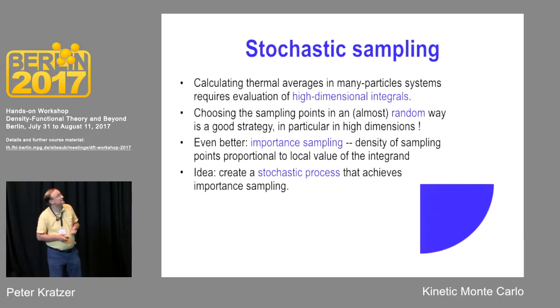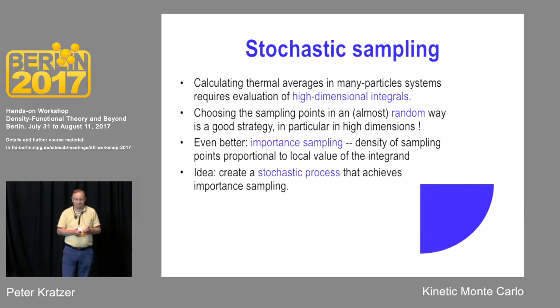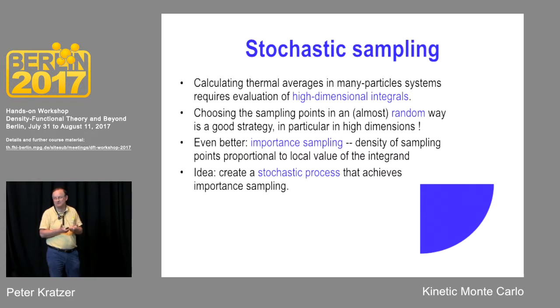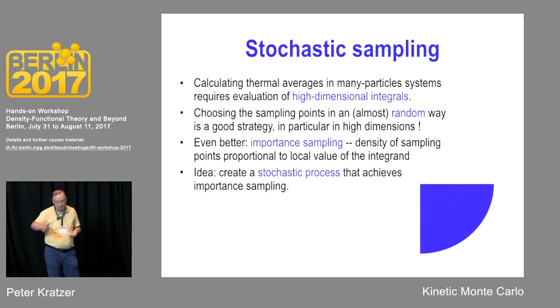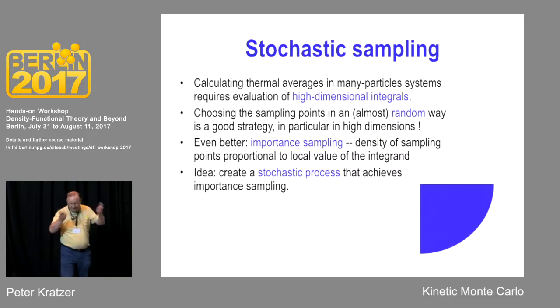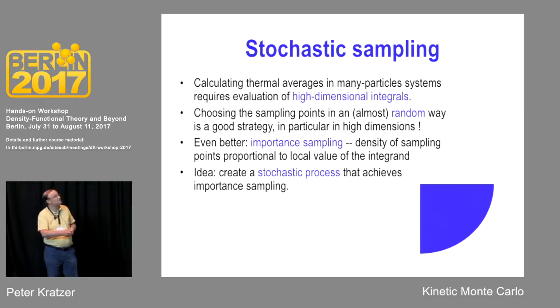Coming back to the calculation of thermal averages, you need to evaluate high-dimensional integrals in statistical physics. And in this case, it's advantageous to use random numbers. You can supply random support points and then evaluate the integral on these support points. And this is actually quite good in high dimensions. The error always goes like 1 over the root of the number of support points, which is a rather advantageous scaling.